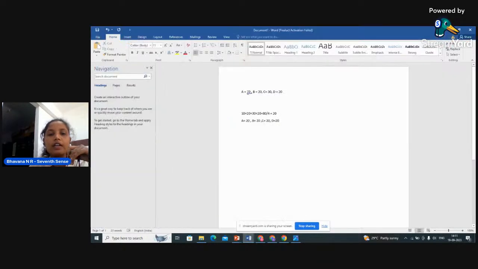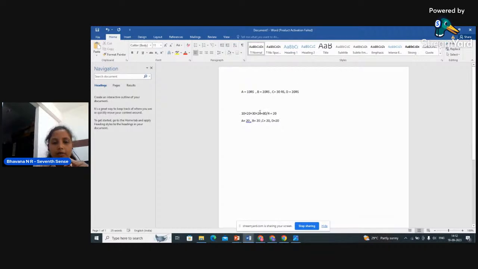See, we are collecting money. From A it is 10 rupees, then from B it is 20 rupees, then from C it is 30 rupees, and from D it is 20 rupees. Now we are collecting all of them, all the money. So 10 rupees, 20 rupees, 30 rupees and 20 rupees. We add all four and we get 80.